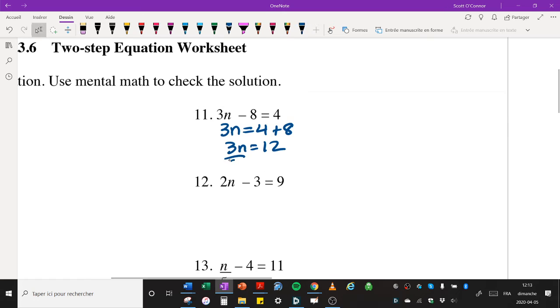Now multiply by 3 is in the way. I divide both sides by 3. n is now equal to 4.